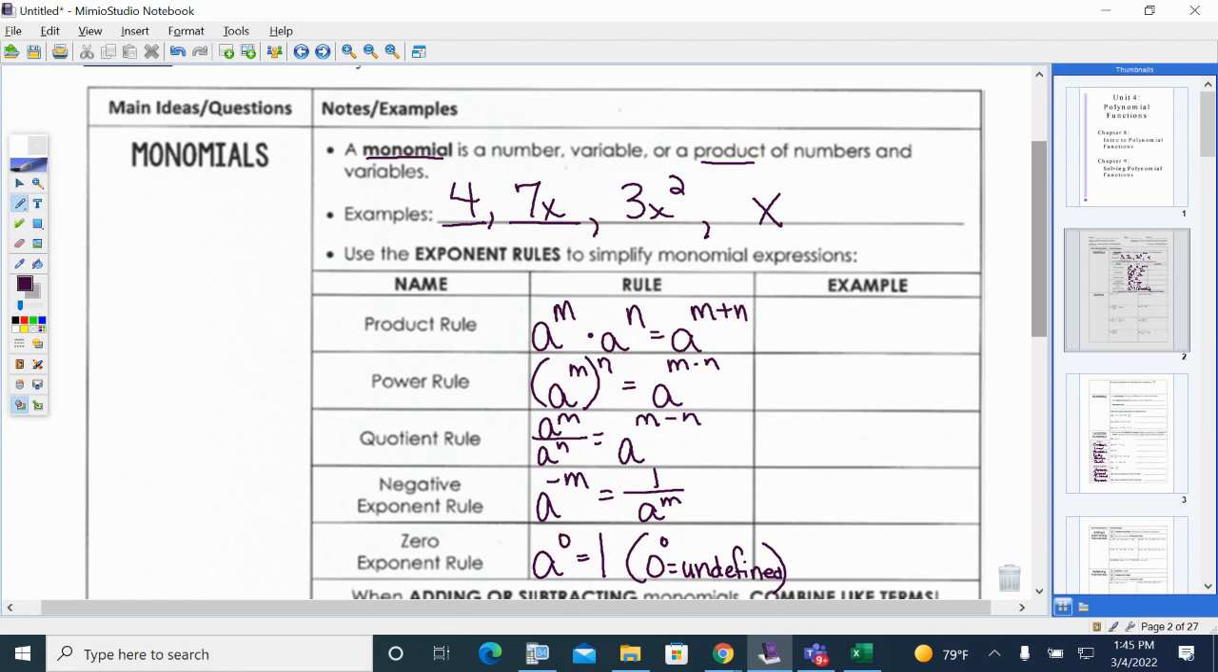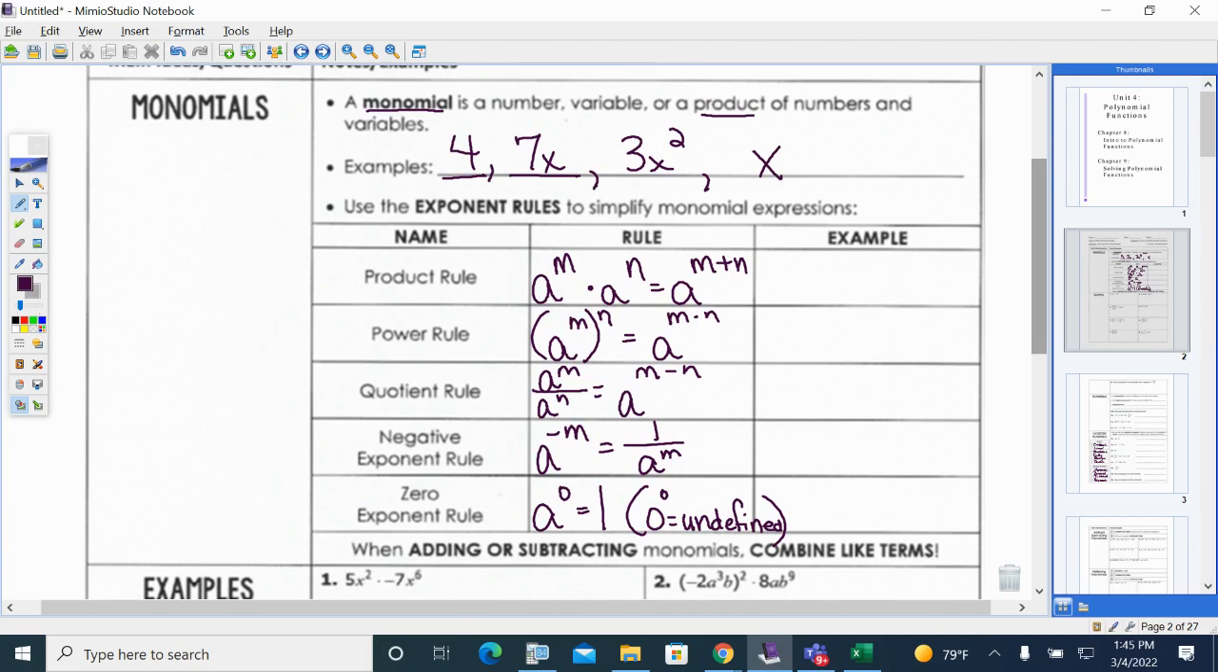Use the exponent rules to simplify monomial expressions. Now, we talked about these exponent rules back in Chapter 7. But this is where it's laid out really nice and pretty for you. So the first rule is your product rule. In algebraic terms, a to the m times a to the n is equal to a to the m plus n. So for example, if I have x squared times x to the 7th power, that answer is x to the 2 plus 7 is 9. So the answer there is x to the 9th.